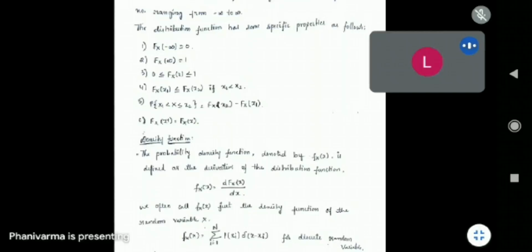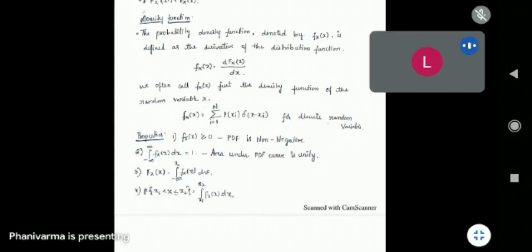Now coming to the definition of density function, the probability density function, it is denoted by fx of x. It is defined as the derivative of the distribution function. Small fx of x is equal to the derivative of capital Fx of x by dx. We often call fx of x just the density function of the random variable X. fx of x is equal to sigma i is equal to 1 to n P of xi into delta of x minus xi for discrete random variables.